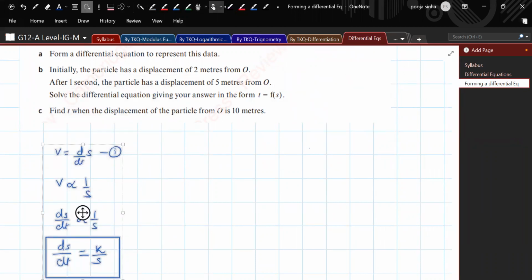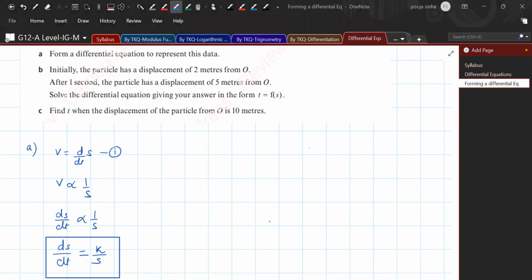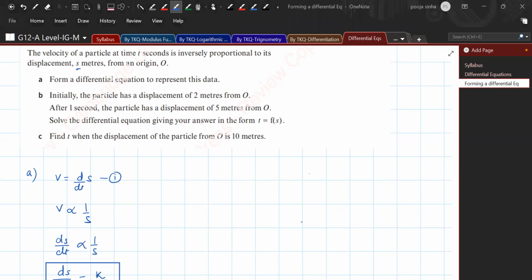No. Okay, so we have made the first part. Our first part was saying form a differential equation to represent the data. Then the B part says, read the B part, what does it say? Read it. Initially, the particle has a displacement of 2 meters from Earth. After 1 second, the particle has a displacement of 5 meters from Earth. Solve the differential equation from the answer.